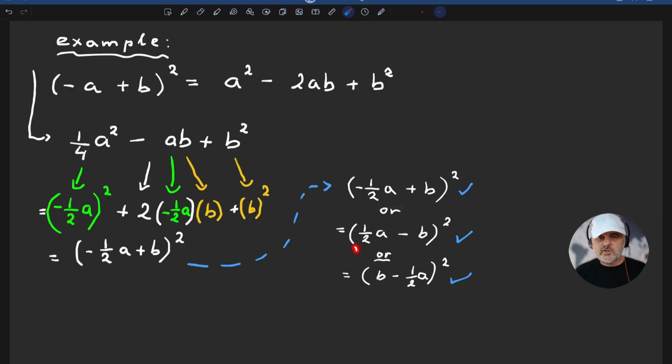You can also show this question as 1/2a with positive sign minus b squared, which would give you exactly the same trinomial if you were to expand it. Or if you change the order of appearance, b minus 1/2a squared also leads to the same perfect square trinomial in expanded form. Expand it yourself to make sure that what you see on the screen does make sense.